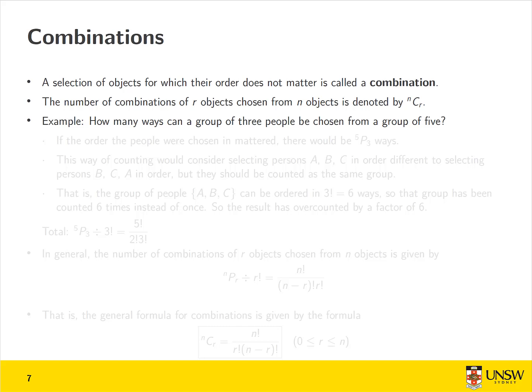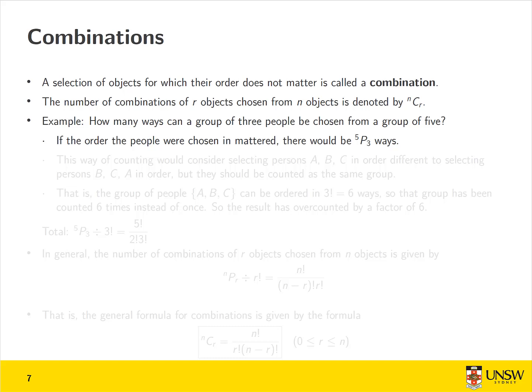For example, how many ways can 3 people be chosen from 5 people? Since we no longer care about the order the people are chosen in, this is the same as asking for the value of 5C3. In the case where the order of selection does matter, we know that there are 5P3 total arrangements.